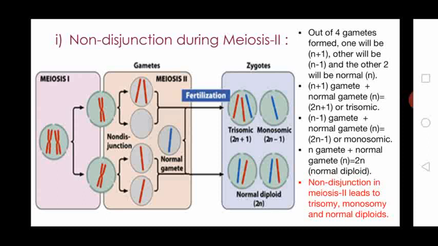But during meiosis 2, when non-disjunction takes place, you will get 2 normal gametes. When the n plus 1 gamete fuses with a normal gamete, it will produce trisomic progenies, that is 2n plus 1. And when the n minus 1 gamete fuses with a normal gamete, it will produce monosomic progenies having 2n minus 1 chromosome complement. And when the normal gamete fuses with another normal gamete, you will get normal diploid condition, that is 2n. Therefore, non-disjunction in meiosis 2 leads to trisomy, monosomy, and normal diploids. So you won't get normal diploids if non-disjunction has occurred during meiosis 1.